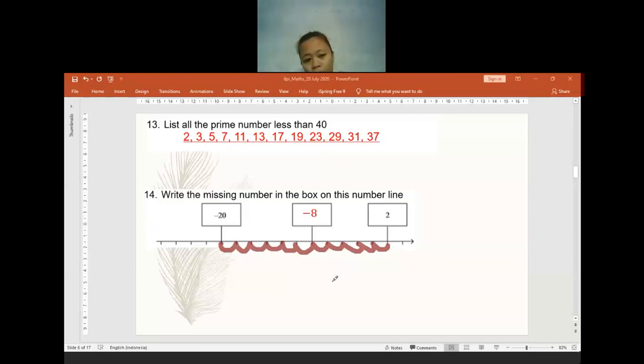Then let me repeat question 14. In here we need to find how many scales there are from negative 20 to 2. From negative 20 to 2, the difference is 22, right? And in here, there are 11 spaces. So this is 22 in total. 22 equals 11 steps, so it means one step is equal to 2.